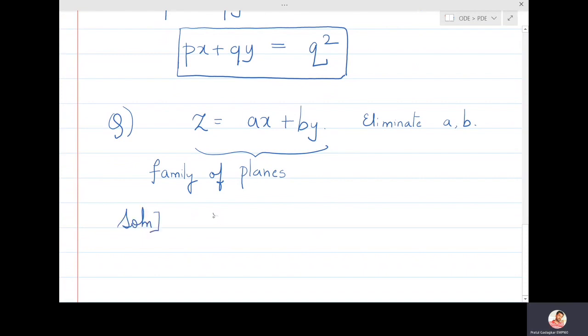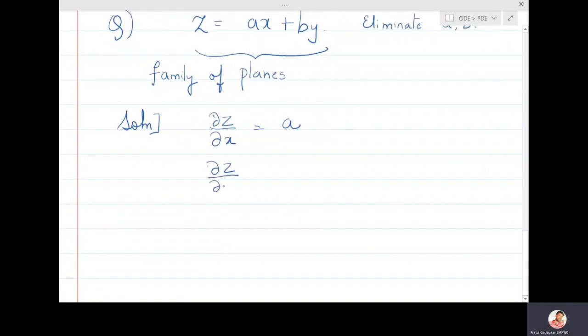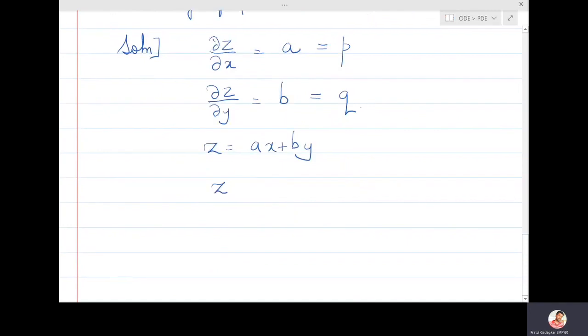If I differentiate with respect to x, ∂z/∂x will be a, and therefore ∂z/∂y will simply be b. This means p is a and q is b. So z equal to ax plus by simply becomes z equal to px plus qy. So a and b are eliminated and we get the partial differential equation which represents the family of planes of the form z equal to ax plus by.